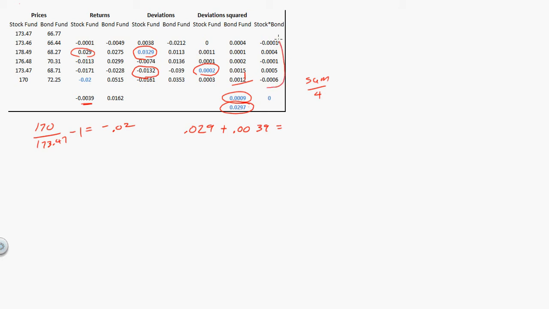To do the covariance, same thing, except I take this column, add it up, and divide by, I got to be consistent. If I did this by n minus 1, I have to do this one by n minus 1. So divide by 4 comes out to be 0.